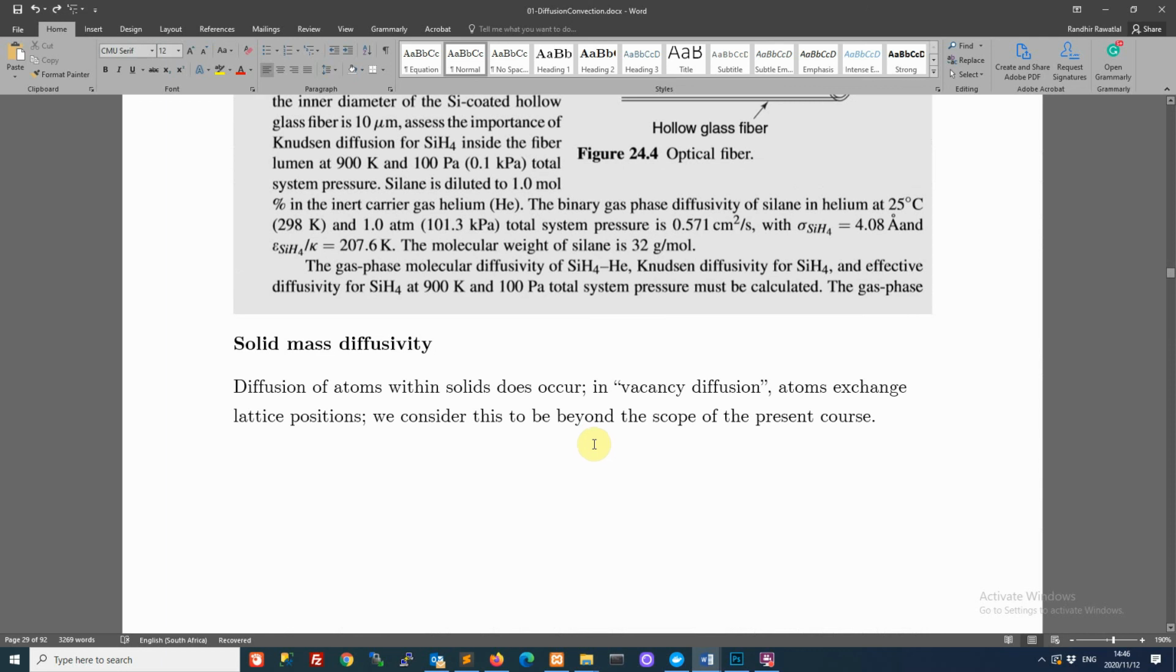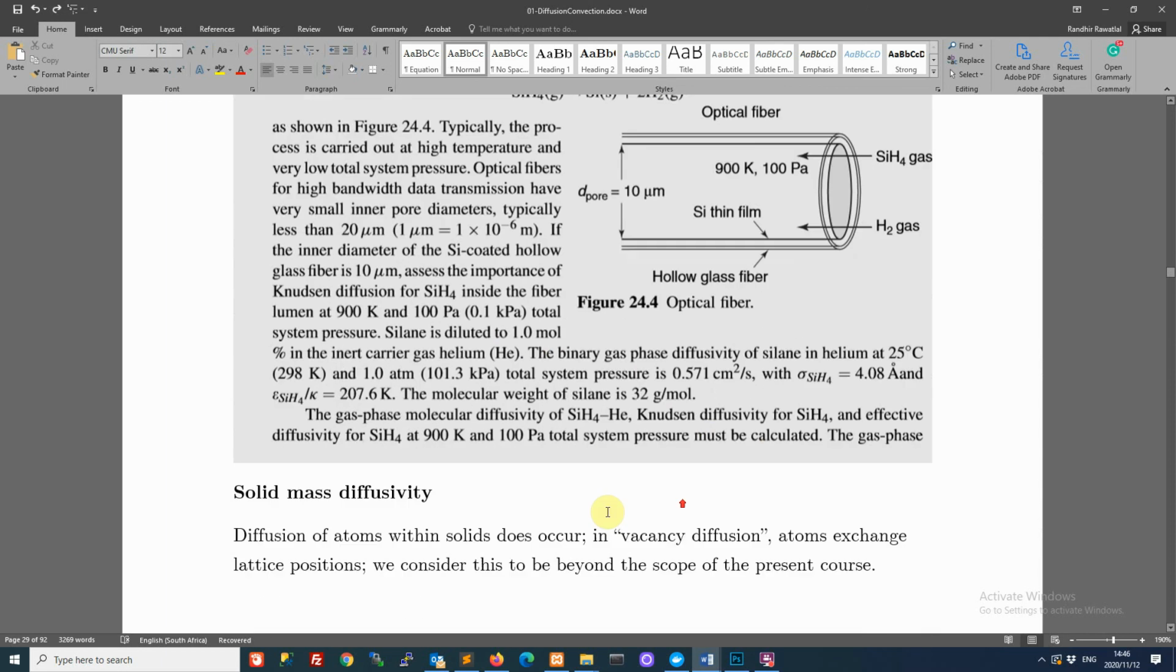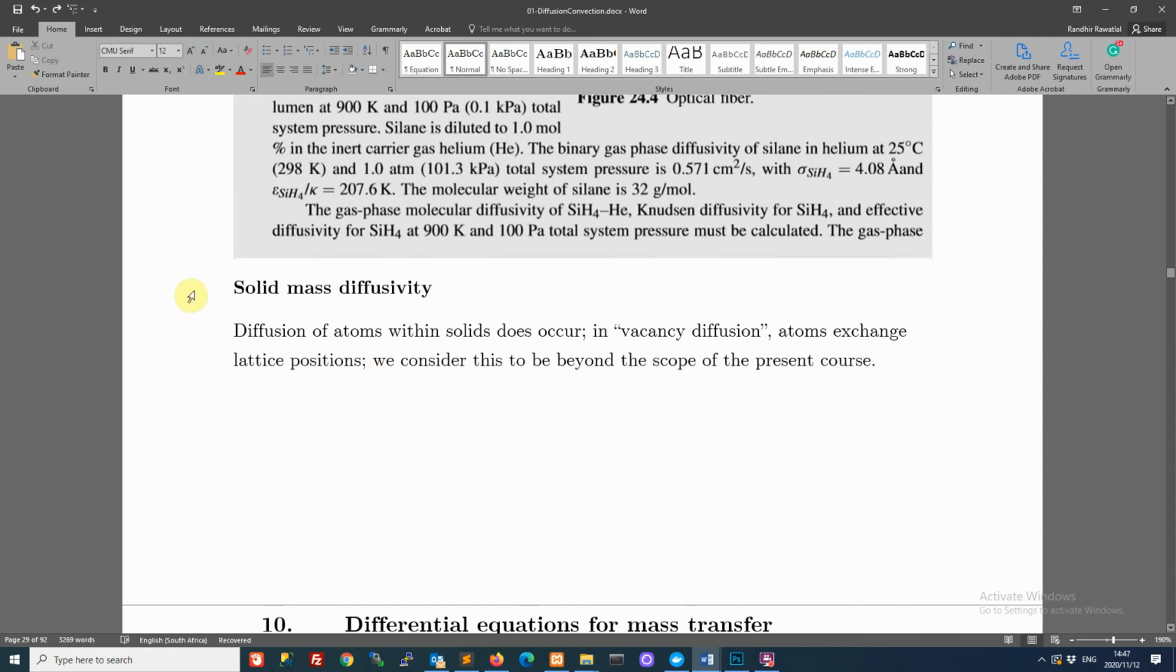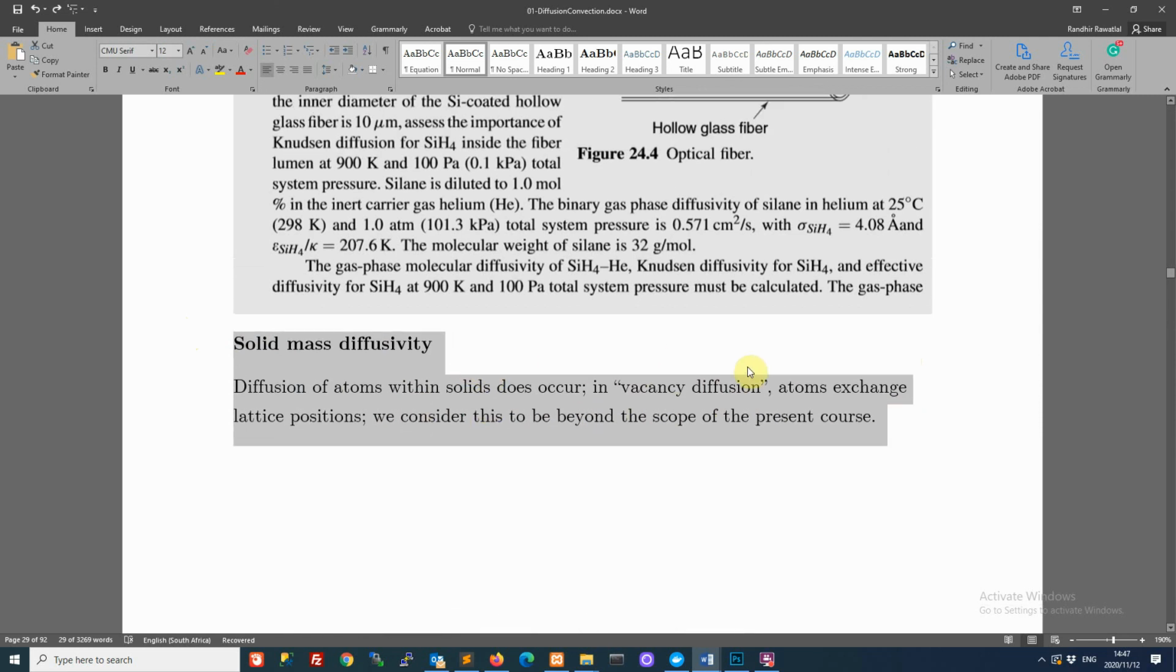Okay, so you can work through some of the nice examples given there. There's also solid mass diffusivity, so diffusion of atoms in solids, and so the vacancy in a solid. Those are also interesting aspects of diffusivity, but we won't be covering that so much in the course.